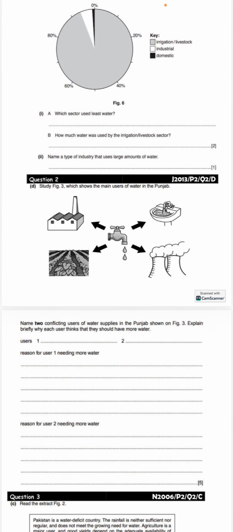Question number 2 is showing a figure which is showing 4 usages of water, right? A tap is shown in the center, and then we have a brainstorm form of thing, and then we have 4 types of usage for which water is used. The first one shows the industry, the factory, then the domestic purpose, right? Then we have the factories, again industries, and then we have farming as well. Name 2 conflicting users of water supplies in Punjab that have been shown in figure 3. Explain briefly why each user thinks that they should have more water.